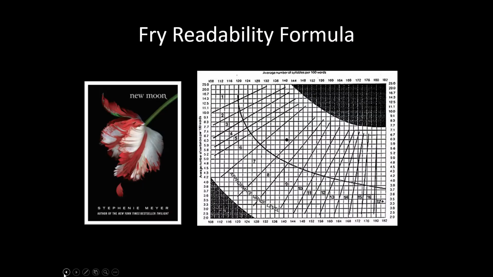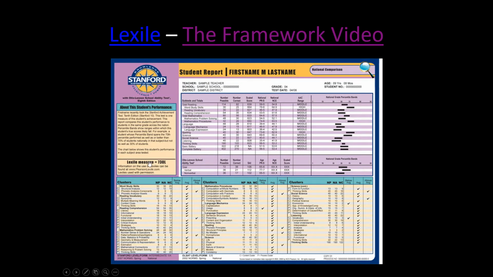Remember, Fry talked about reading levels in terms of grade, right? Grade. But Lexile is going to be reported as a number like this, 730L, or Lexile. So let's watch a short video that will help us see what Lexile really is all about.